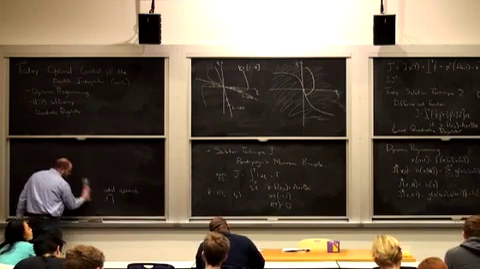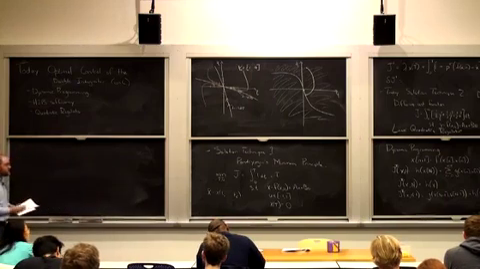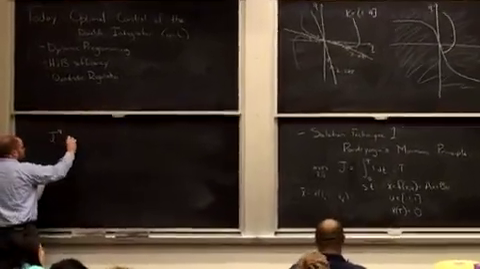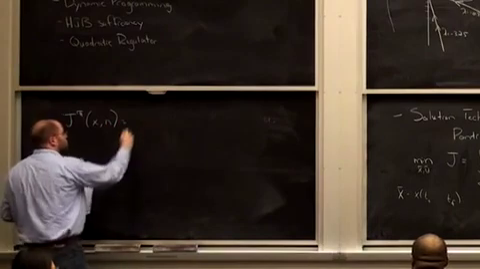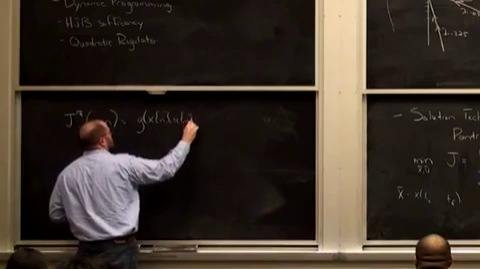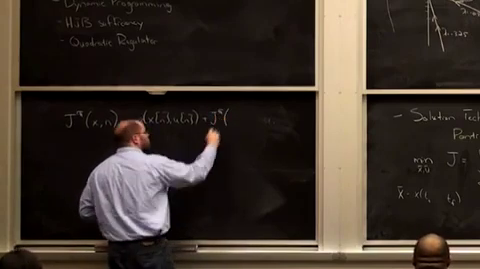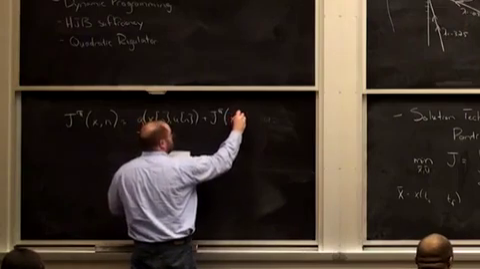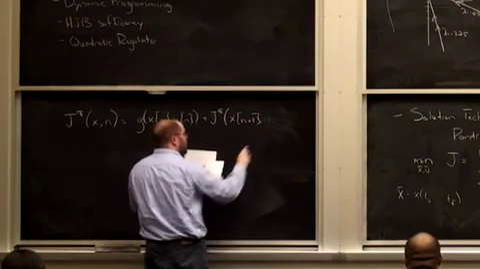So you can see where I'm going with it. It's pretty easy to see that j pi of x at some n is just the one-step cost, g of x and un, plus the cost I expect to see given I'm at xn plus 1 at time n plus 1.